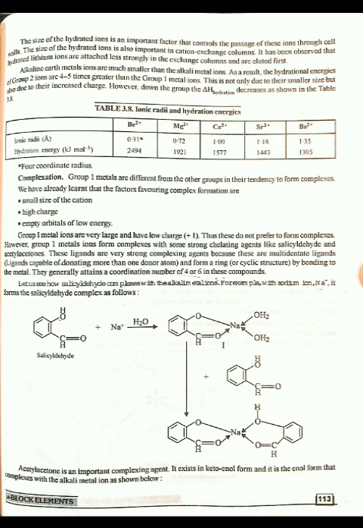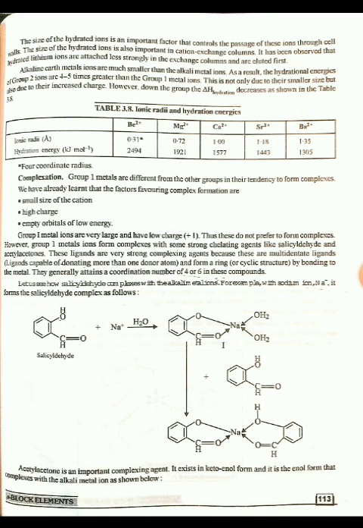Complexation: Group 1 metals are different from the other groups in their tendency to form complexes. We have already learned that the factors favoring complex formation are: first, smaller size of the cation; second, high charge; third, empty orbitals of low energy. Group 1 metal ions are very large and have low charge +1, thus these do not prefer to form complexes.